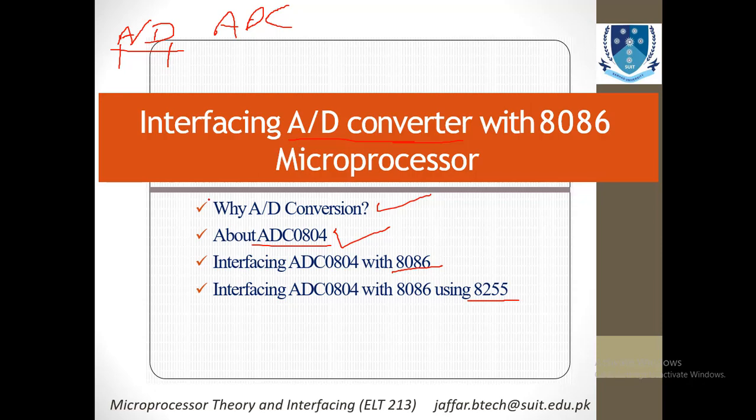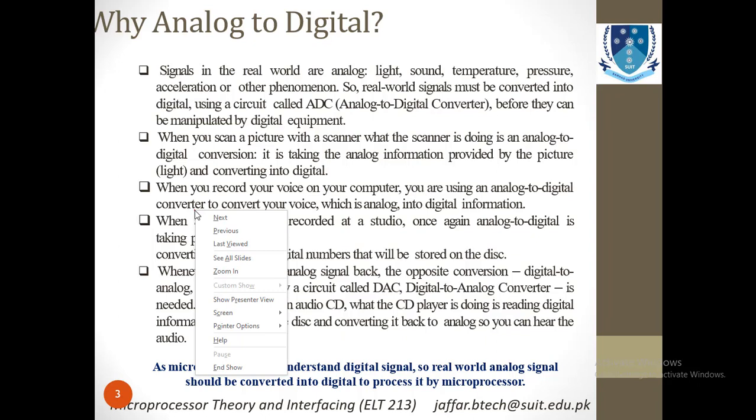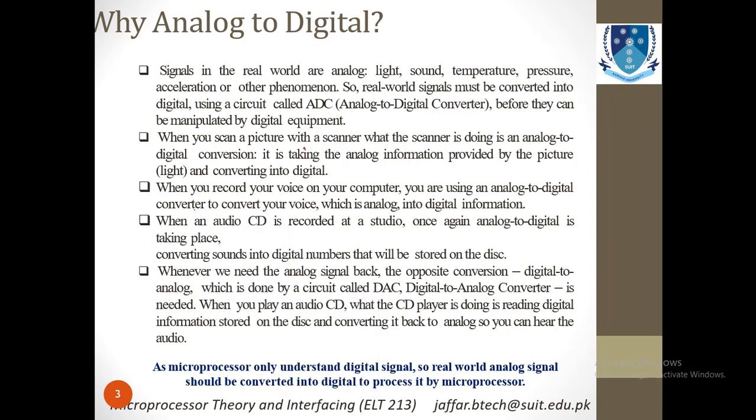Why do we need to do this conversion? The answer is as shown over here. Mostly in the real world the signals are analog. You can see light, you can hear sound, you can feel temperature, pressure, acceleration, or any other phenomena. You can feel them and see them, but these are mostly analog signals, not digital. For example, the intensity of light is measured in lux, temperature is measured in Kelvin, and pressure is measured in mm of Hg, millimeters of mercury. There are many different phenomena that occur in the real world, but all these are analog.